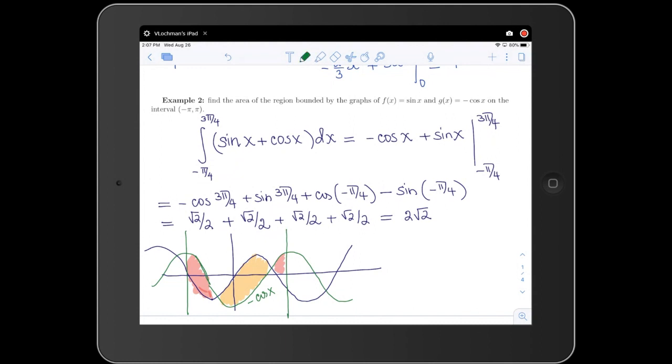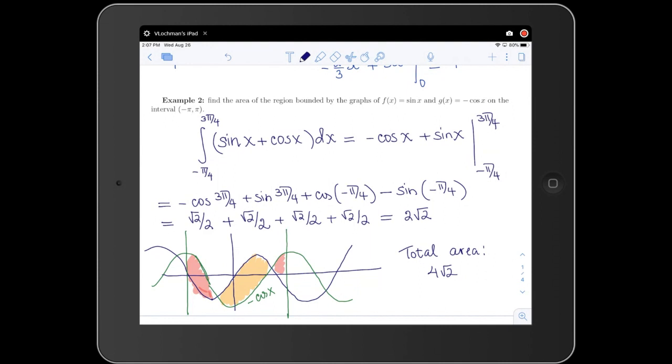All right, so the total area would be what? The total area would be double that, so 4 root 2. All right, let me stop right here. Do you guys have any questions?